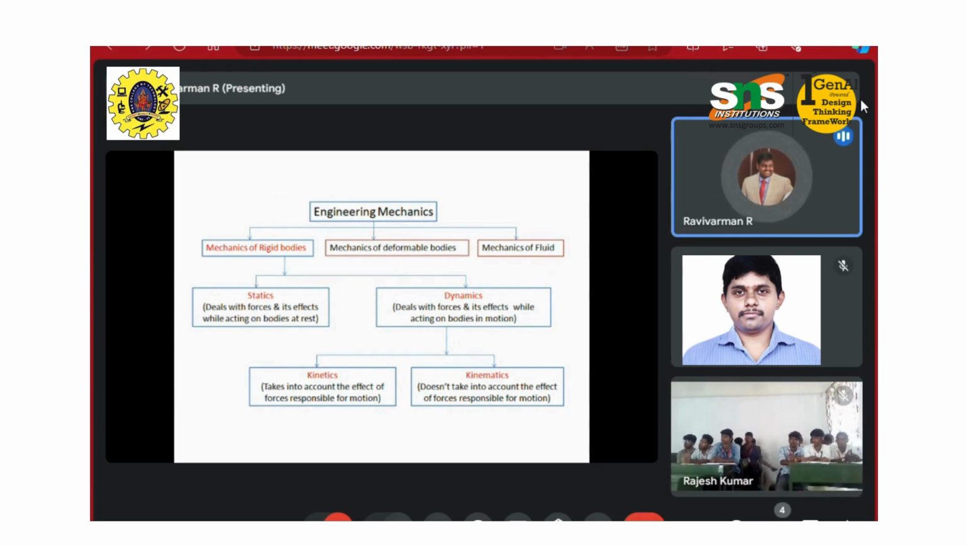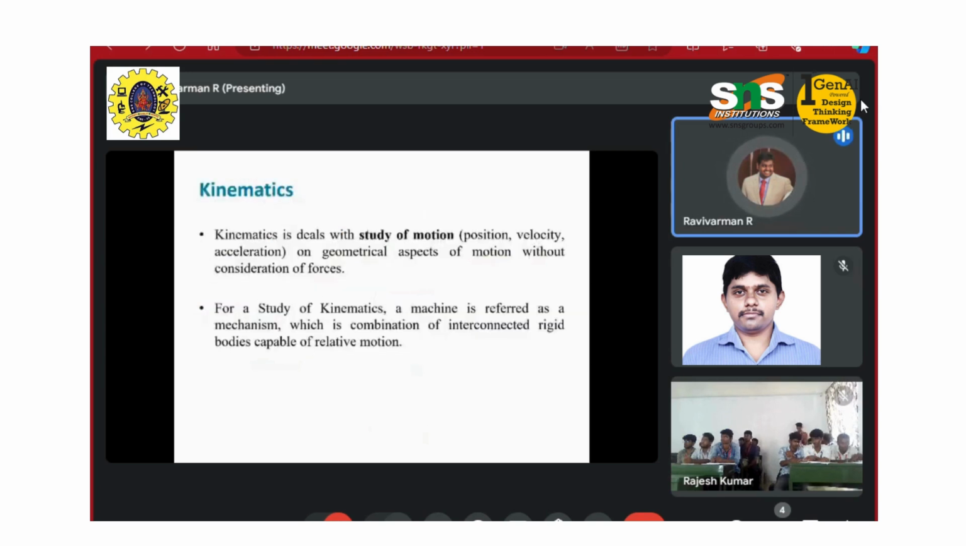Kinematics is very important to know to design any mechanism, any system: how the path is defined, how the motion is defined, and what the dimensions of the system are. Finally, we will do synthesis of the system to develop it into a real-time application. The basic thing I told you is that kinematics deals with the study of motion, like position, velocity, acceleration and the geometrical aspects of the motion, without considering the forces which make the motion.